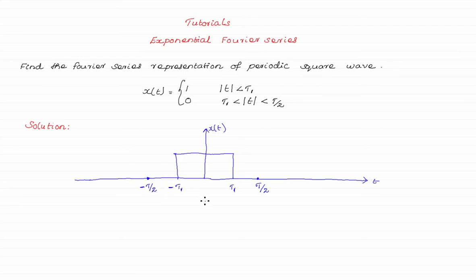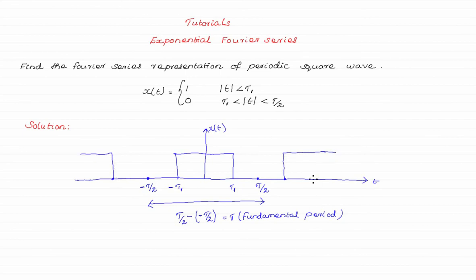Here the total time period is the upper limit minus the lower limit, that is T by 2 minus of minus T by 2, which is equal to T, which is actually the fundamental period. Here the signal is periodic with the period T. So after the time period T, the signal is getting repeated.